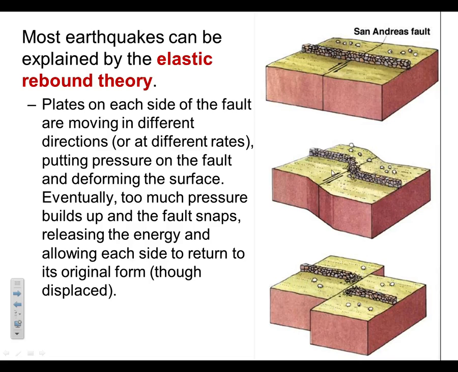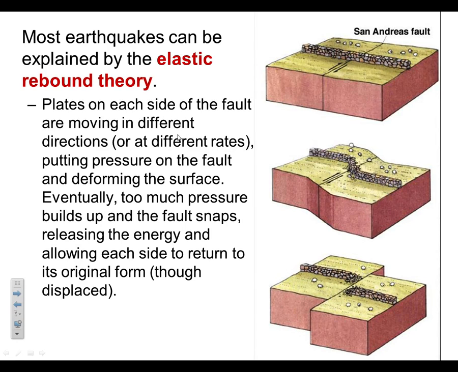So the plates, you can see the edges of the plates, they get stuck together. The plates are moving in different directions, this one this way, this one this way. The pressure builds up. Eventually, the rocks can't handle it. The plates snap, and it releases that energy, which is the earthquake. And then if you look at it, each side returns back to its original form, just now separated. So you see the wall is back to being straight, but it's just broken into two pieces. And you see the little sheet got out. That's where the name elastic rebound theory comes from.